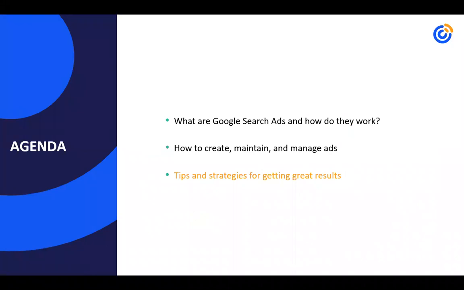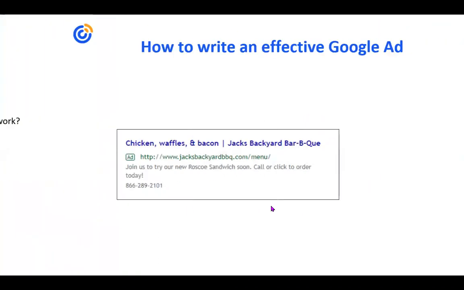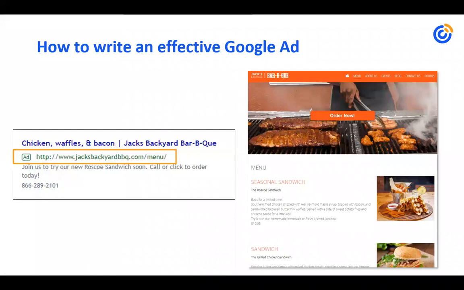Now that you understand how to create, maintain, and manage your ads, let's move on to talk about some tips and strategies to help you create effective ads. When you start creating your ads, it's important to think about the action you want the user to take after clicking on your ad. Think about what's going to help you accomplish your goal. Maybe you want them to print out a coupon to bring to your restaurant, place an order, download a resource, schedule a consultation, or simply see the information and value you provide.